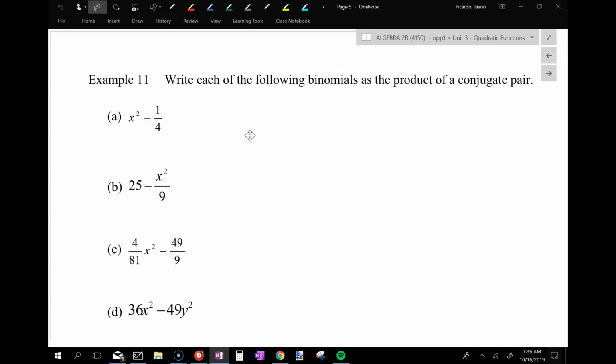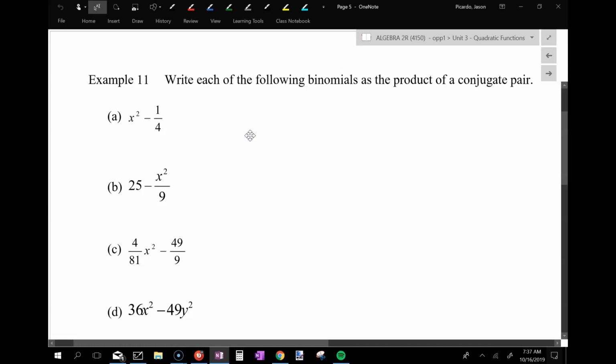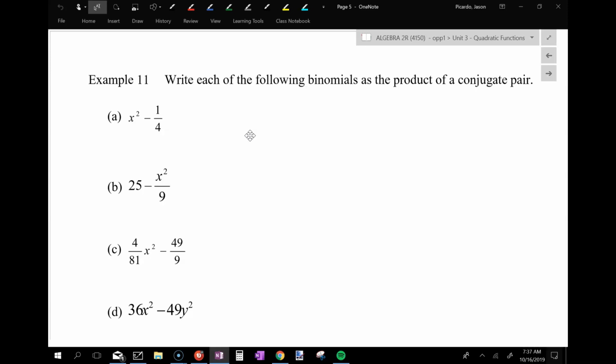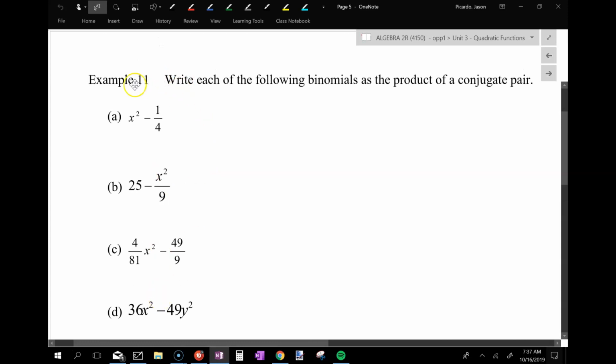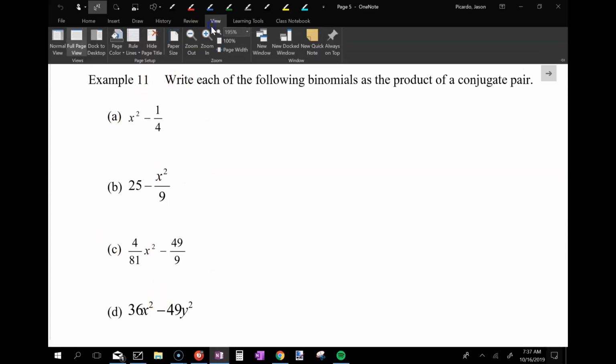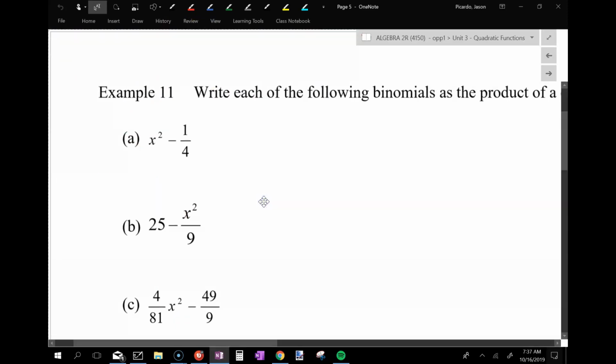You had to have, first of all, how many terms? Two terms. What do I have to be doing with those terms? Subtracting. And what did all those terms have to be? Perfect squares, right? So these four examples here are kind of tough because now I throw some fractions at you. But if you take the definition strictly, they're all DPSs, aren't they? How many terms? Am I subtracting?